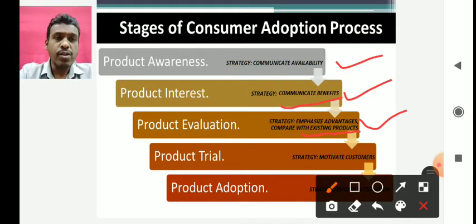It also tries to compare our product with the existing products and tries to convince the consumers that our product is better than the competitor products.